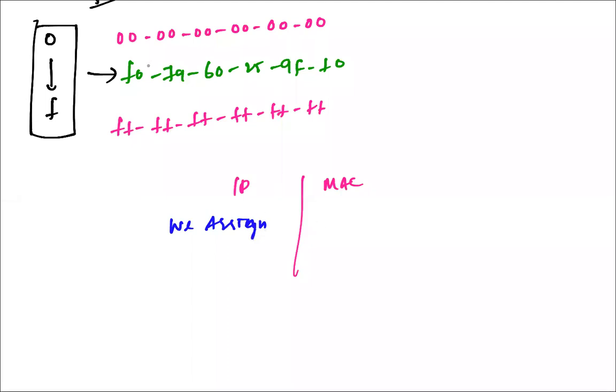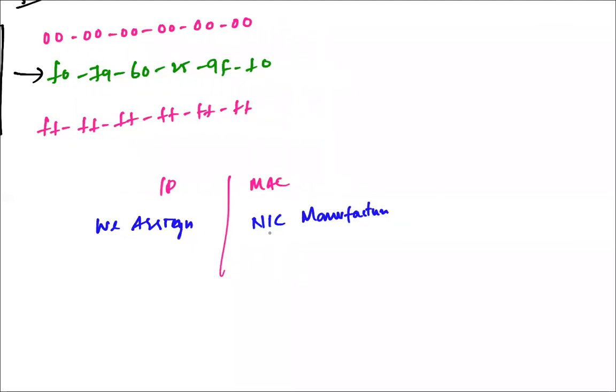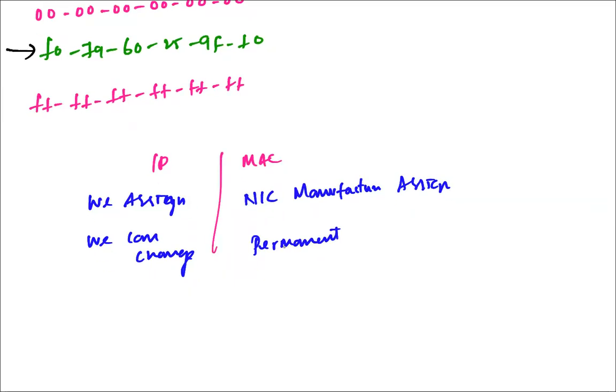Who assigns the MAC address? Who assigned this MAC address to my PC? The NIC manufacturer assigns it. So we assign the IP, whereas the NIC manufacturer assigns the MAC. Next, since we assign the IP, we can change it. If you want a different IP, you can go and change it. But MAC addresses are permanent. They cannot be changed. I'm just giving you the properties of IP and MAC.